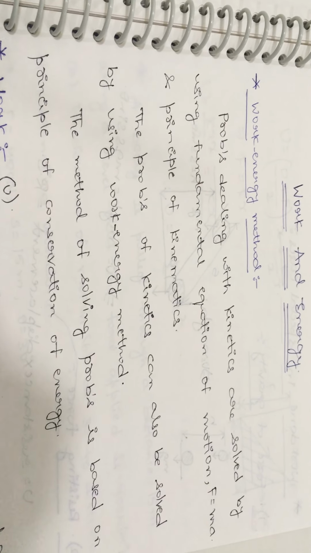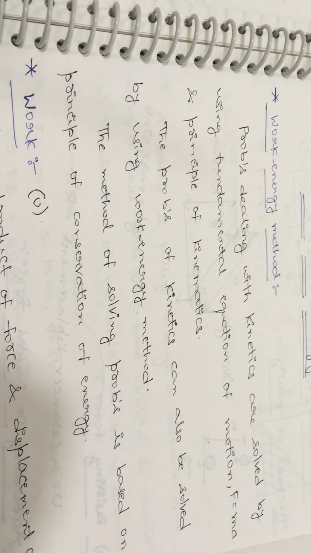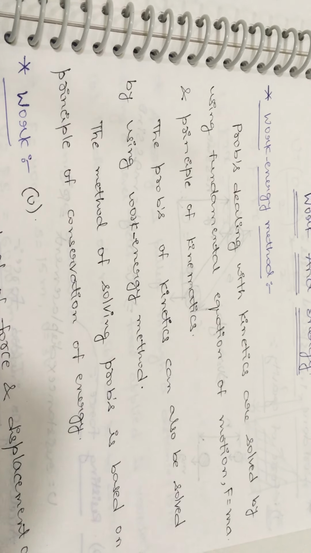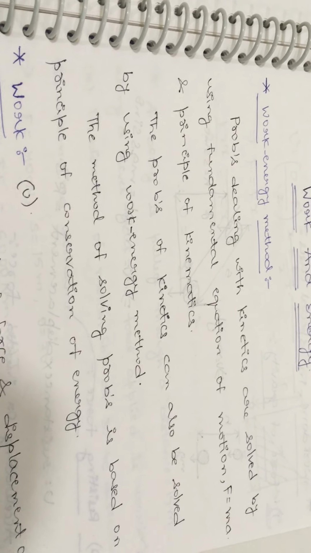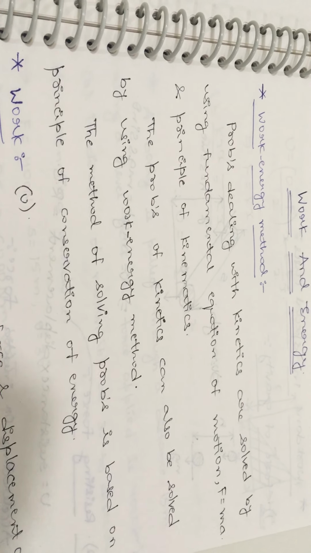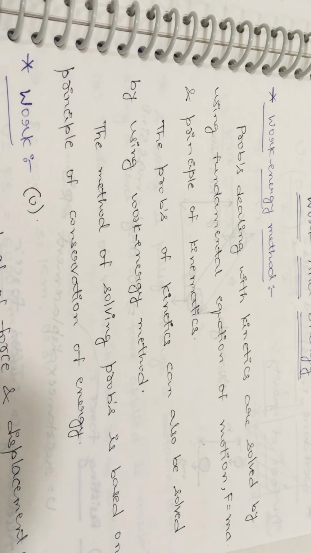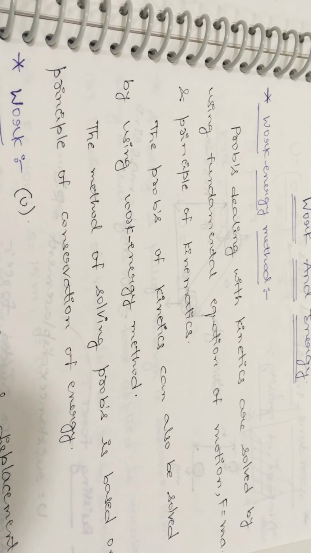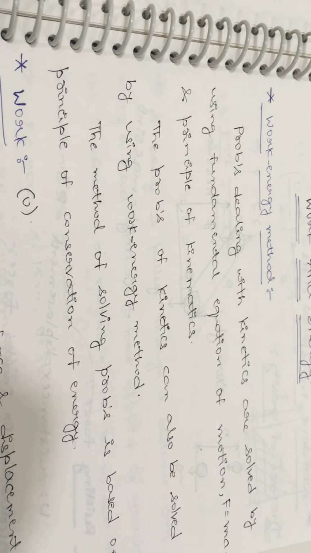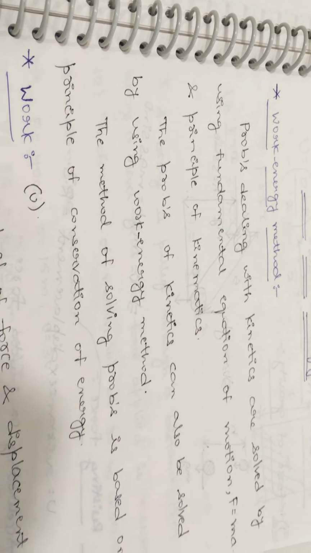Now this method, the work energy method, is completely based on the principle of conservation of energy. Before learning the work energy method procedure and the principle of conservation of energy, first of all we should know the basic concepts like what is meant by work done, what is meant by energy, how many types of energies there are, and what is meant by power. Once we know the concepts of work, energy and power, we can easily solve the problems in the kinetics part by using the work energy method and the principle of conservation of energy. Now we will see all those basic concepts one by one.